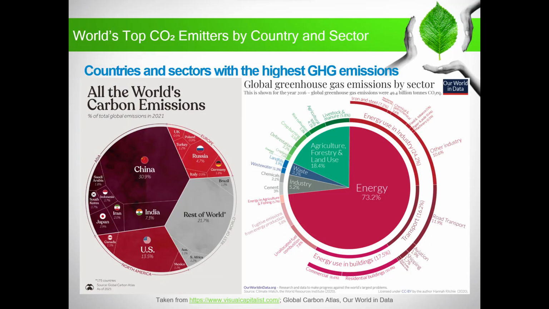Drilling down into specific sectors, we find that energy consumption, primarily based on non-renewable sources like fossil fuels, especially in transport, accounts for a staggering 73.2% of emissions. This underscores the urgent need for a shift towards renewable energy sources. Additionally, the agro-industry, including livestock and pork production, contributes 18.4% to global emissions.